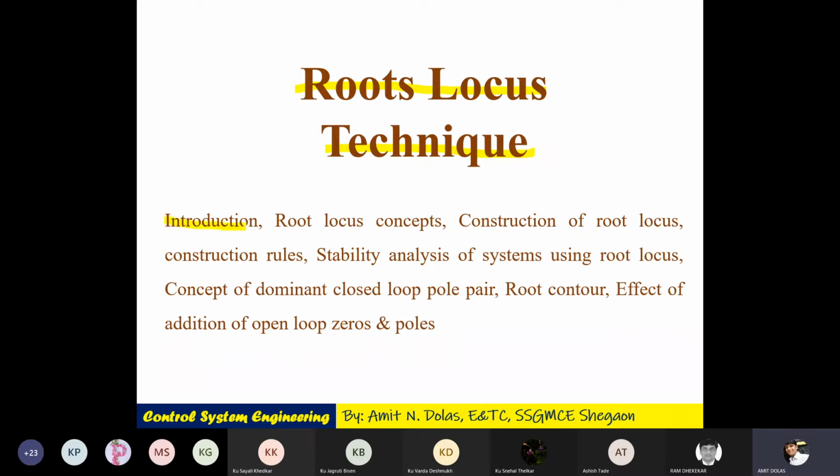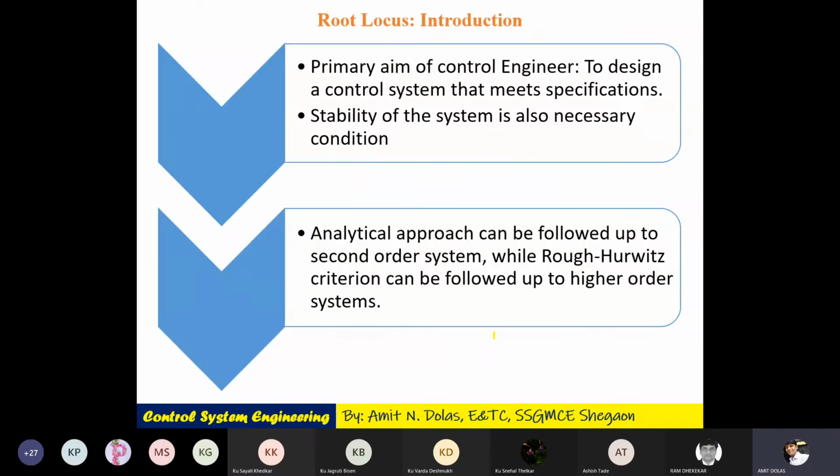So here we'll see the introduction, then the concept of the root locus, then the construction rules of the root locus. A few rules will be covered today, and tomorrow we'll cover certain other construction rules. Then stability analysis of the system using root locus, the concept of dominant closed loop pole pair, root contour, and the effect of addition of open loop zeros and poles. These are the points under this title.